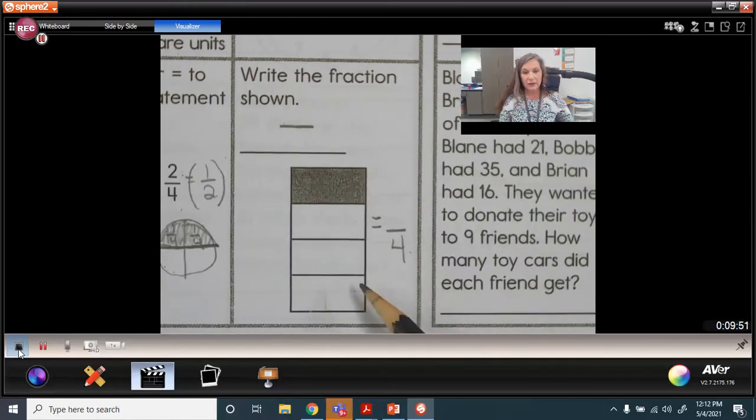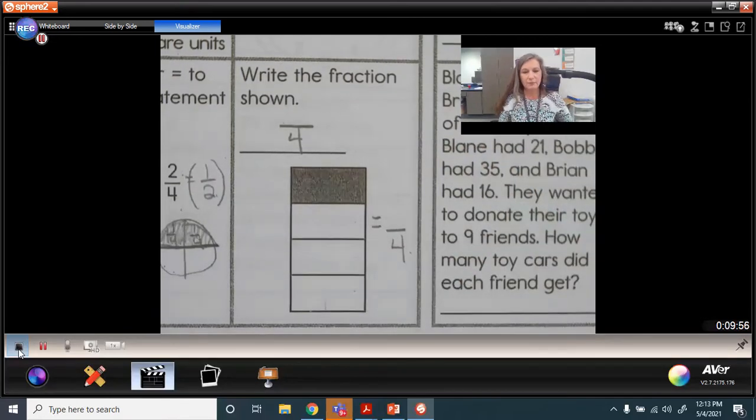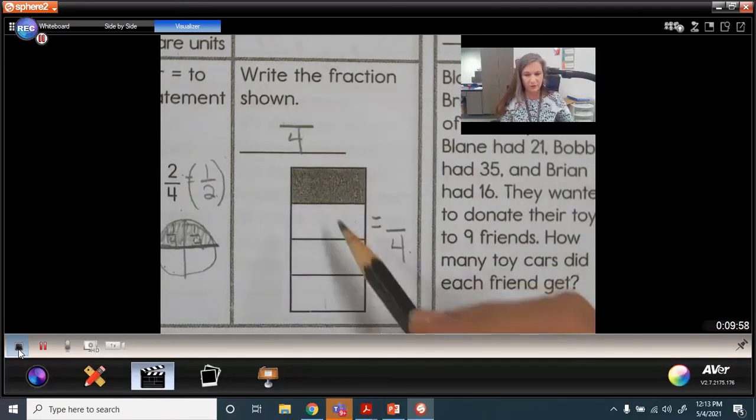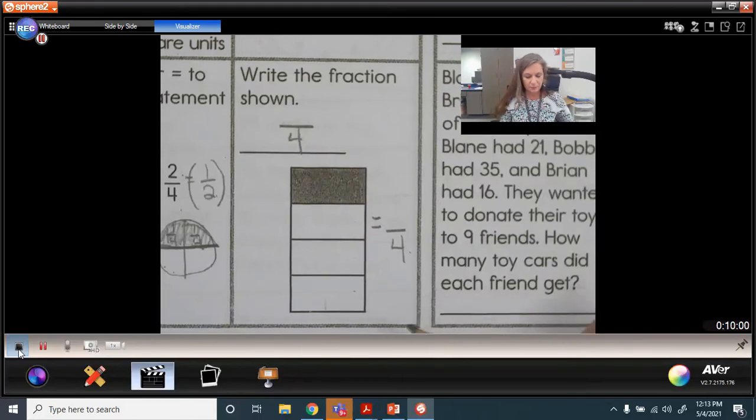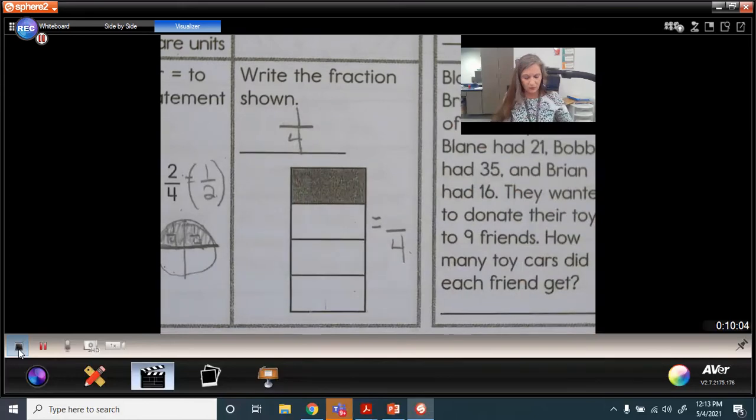Now, if we were talking about the unshaded pieces, then my numerator would not be the same. It would be 3 of the 4 pieces, not shaded. But since we're talking about shaded, we're going to say that this is 1/4 of the rectangle.